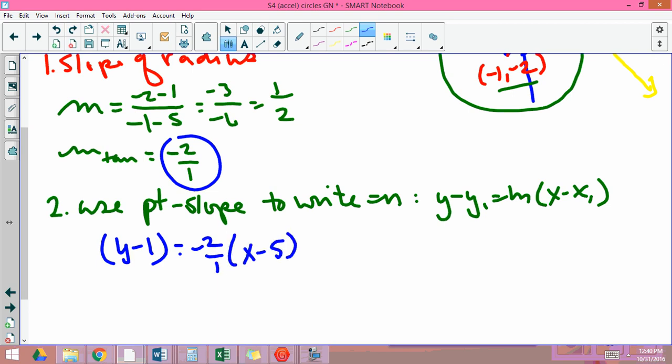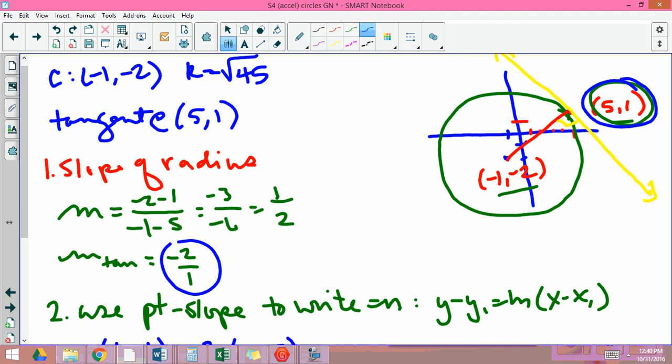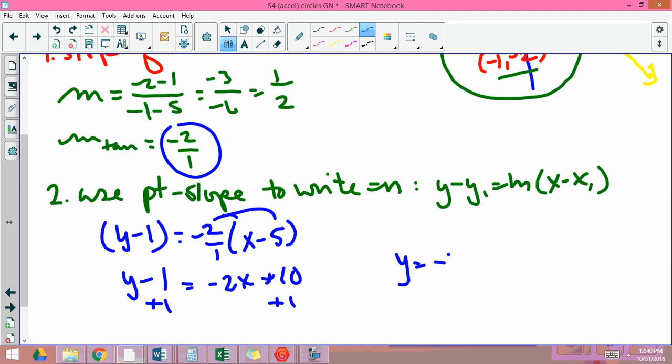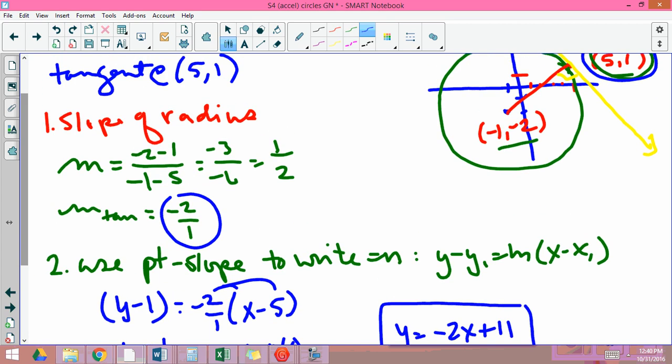Make sure you use the 5, 1. Make sure you use the point on the line that we're trying to write the equation for. Distributive property at the back, y minus 1 is equal to -2x plus 10. If you want to go ahead and put it into slope-intercept, add 1 to both sides, and y is equal to -2x plus 11. It has a y-intercept of 11 with a slope of -2. So that equation is the equation of that line, which is tangent to that circle at that point. So it's a pretty cool combination of your algebra and your geometry.